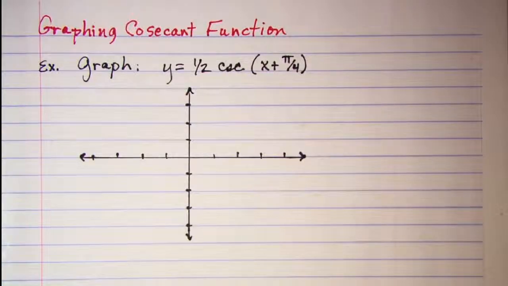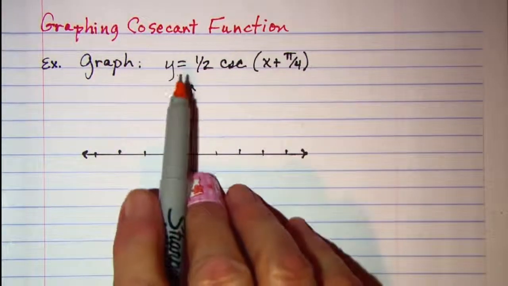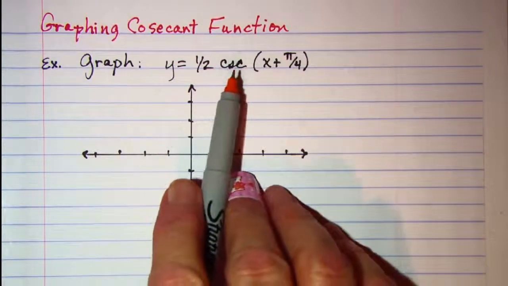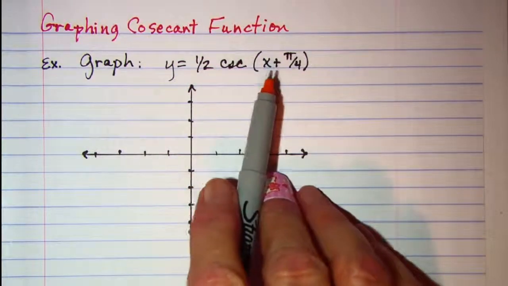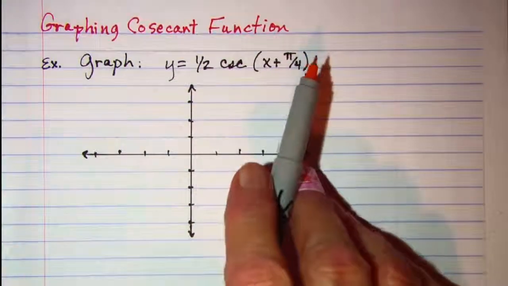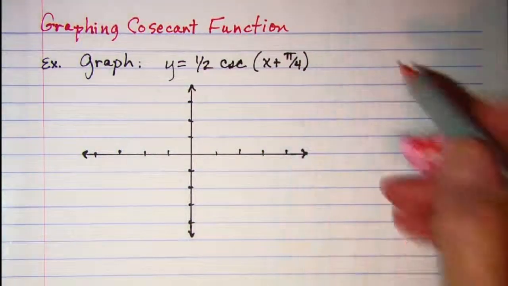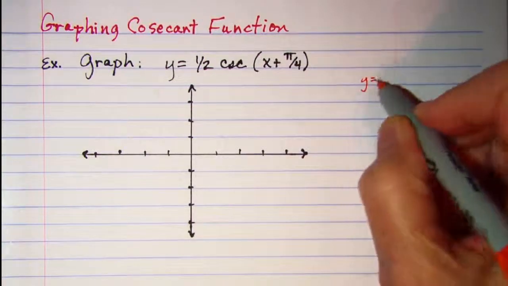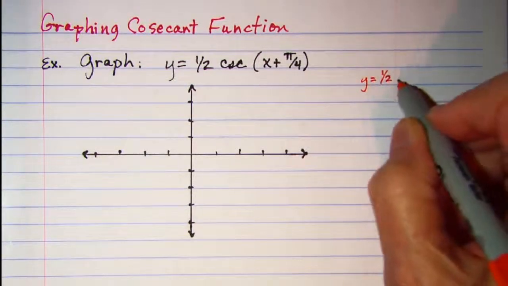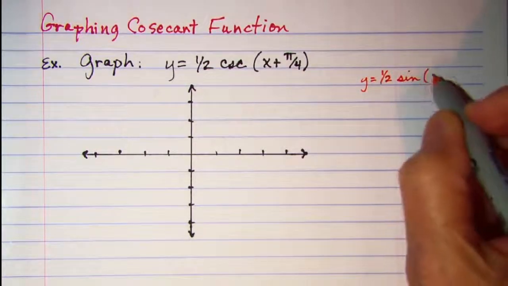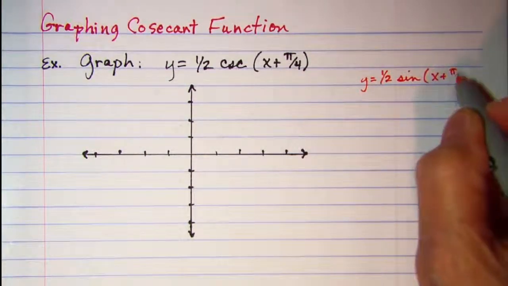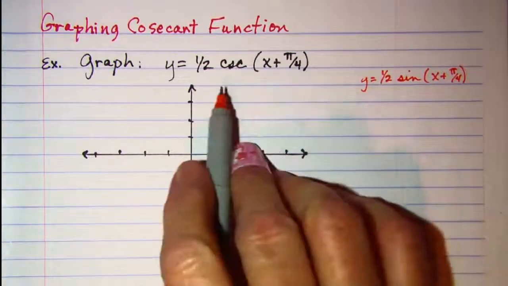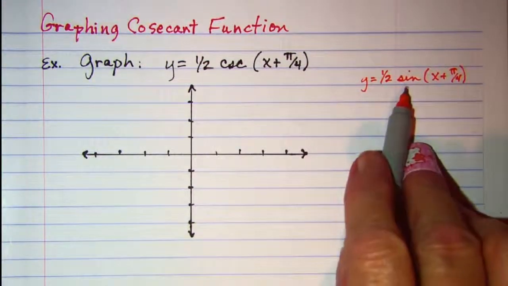In this video, we'll be looking at how to graph a cosecant function. The problem that we'll be doing is to graph y equals 1/2 cosecant of x plus pi over 4. So to do this, we will consider the graph of y equals 1/2 sine of x plus pi over 4, since cosecant is the reciprocal of sine.